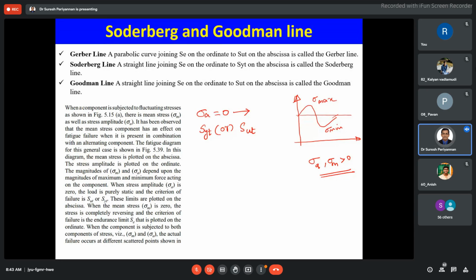Suppose sigma mean is 0. In this case, when sigma mean is 0, the stress amplitude sigma A is not equal to 0, and we have to design our component based on the endurance limit strength SE. This is what we considered in the earlier problem, completely reversed load. But now we are going to consider this new concept.